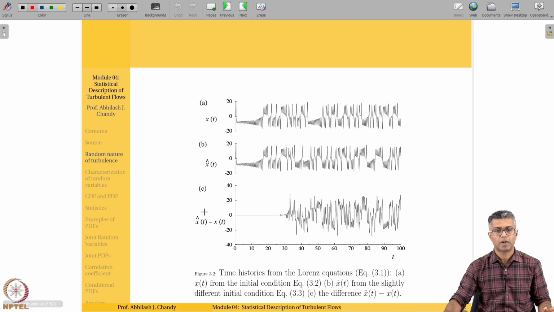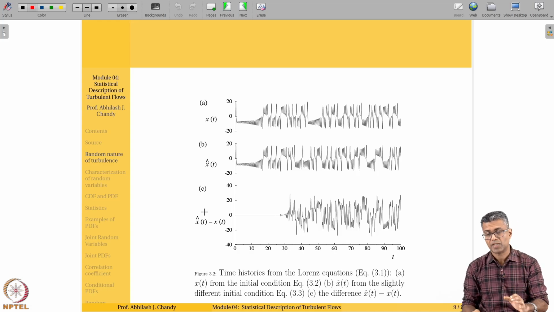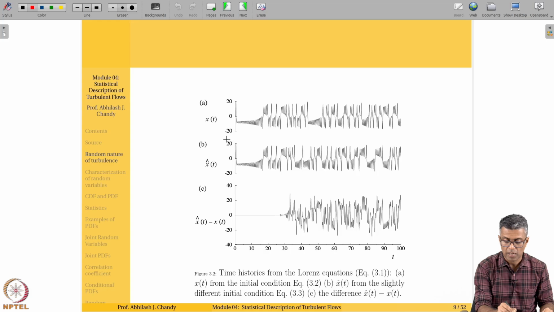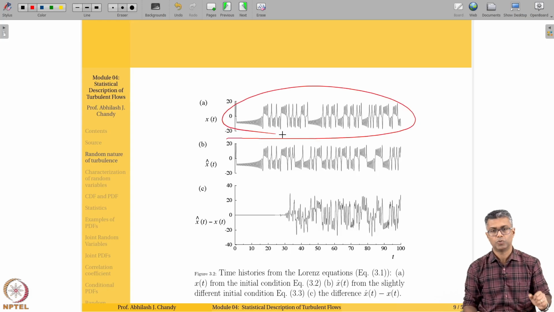Now, let me just skip a couple of slides to show you what the solution is. I'm only plotting x here, and x looks like this, the solution. Clearly, some kind of chaotic behavior is there. It doesn't look periodic, although it may seem like it, but it is not periodic. And it seems to be fluctuating quite a bit. There is an irregular behavior, correct?